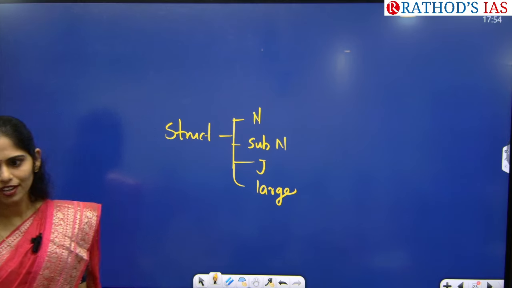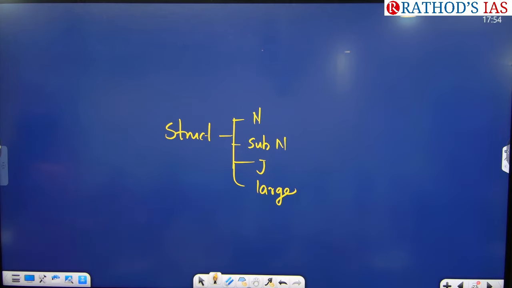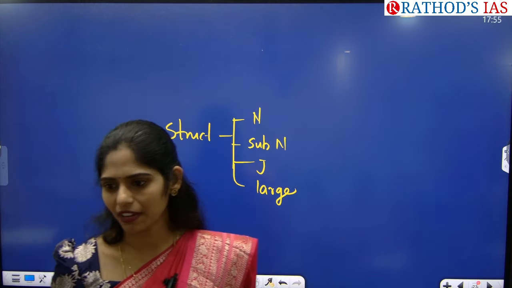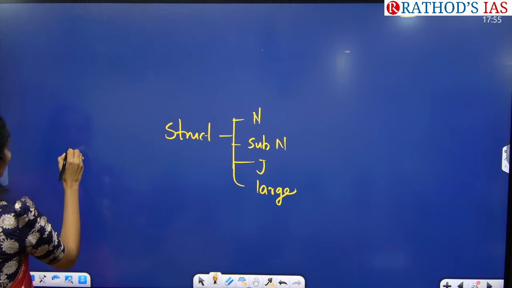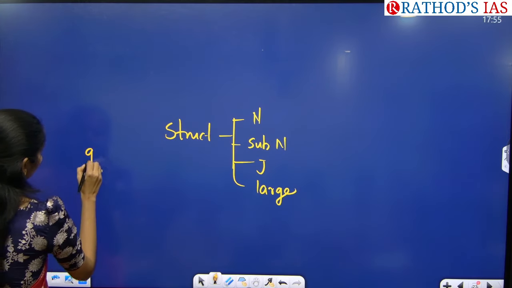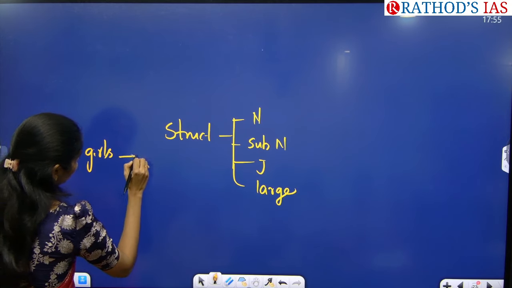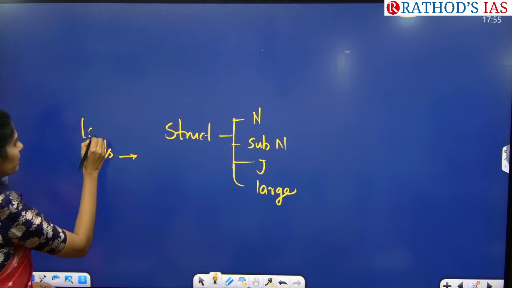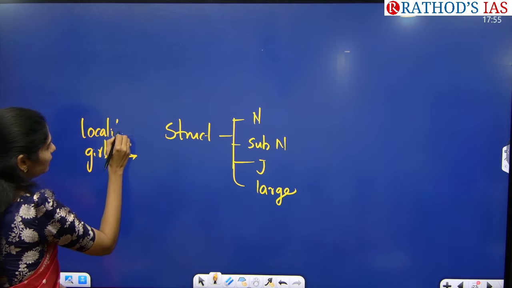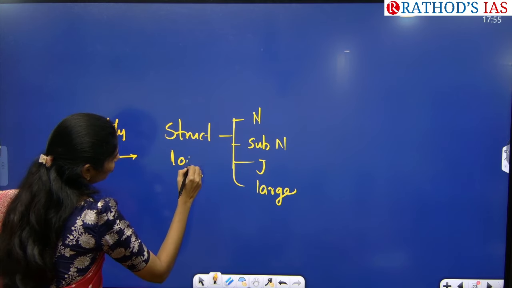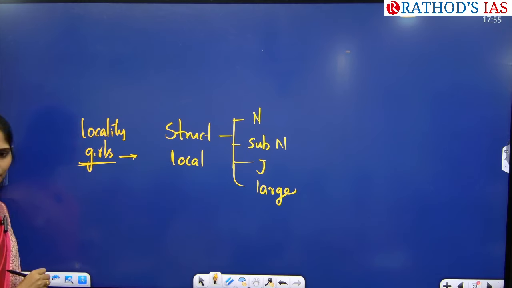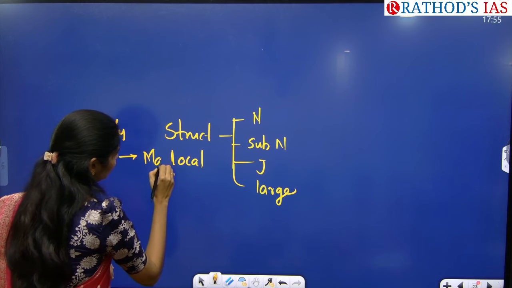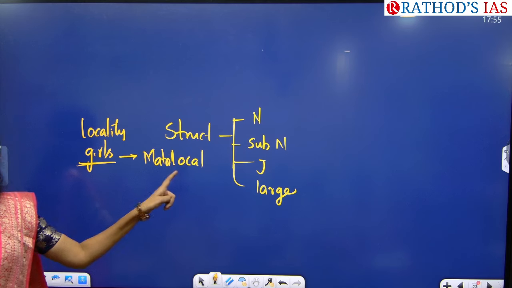And next one is based on residence. That means after marriage, where you are living. Based on that we have another type of families. For example, if you are living with the girl's family, what is a term that we can use? Based on locality, where you are living, local. Girl's side means mother's side, right? Matrilocal. It is called a matrilocal kind of family.